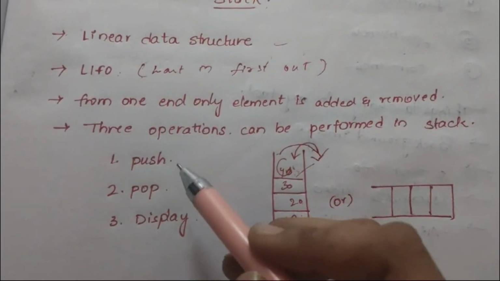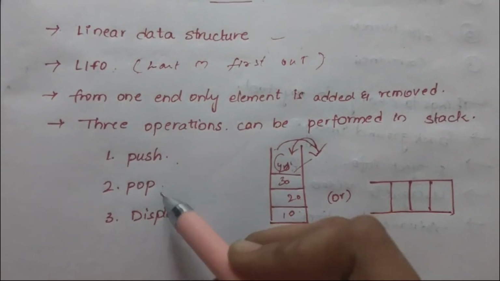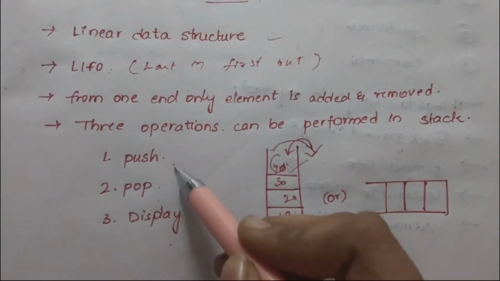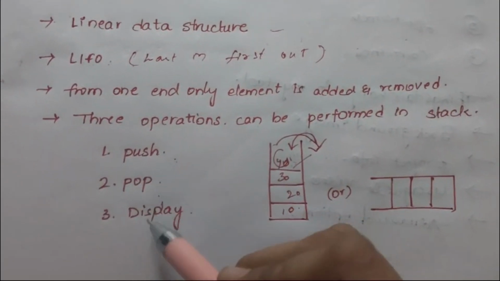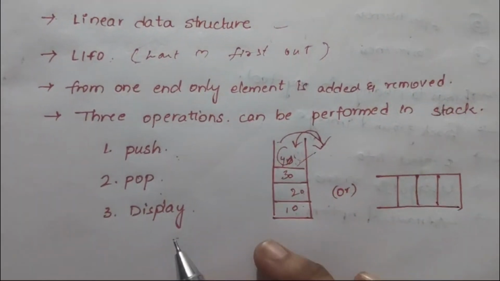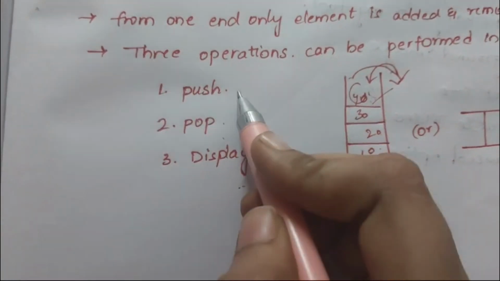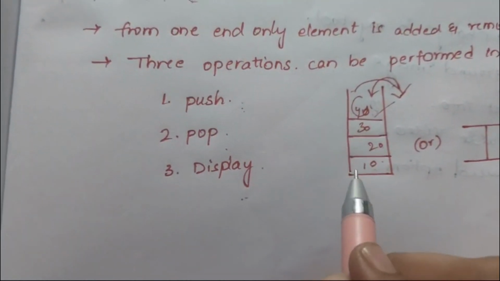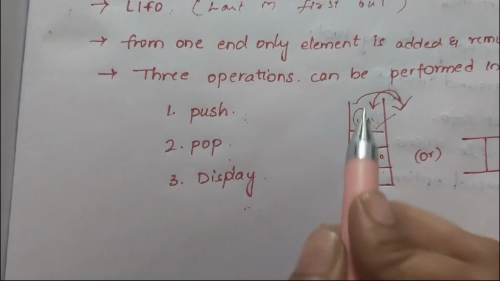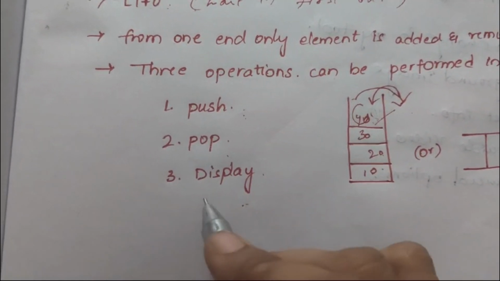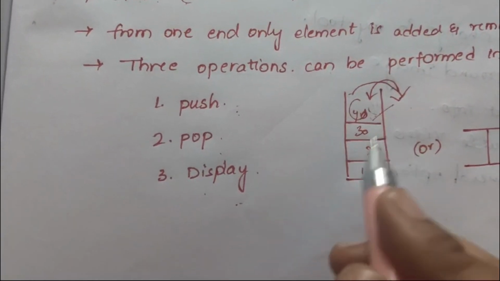Basically in a stack, three operations are performed. They are push, pop and display. We'll discuss push, pop, display. So what is push? Adding the elements to the stack. Pop means removing the elements. Display means displaying the elements.